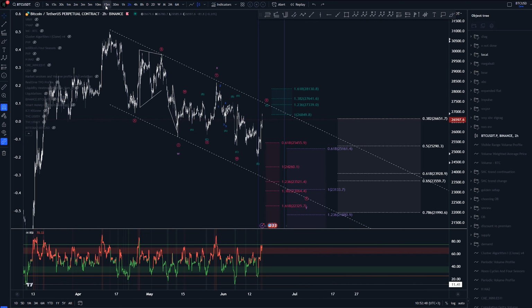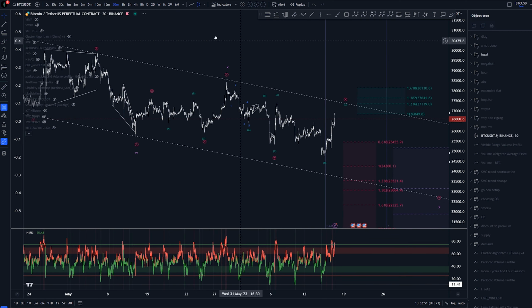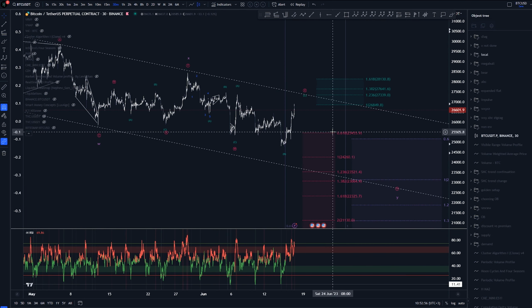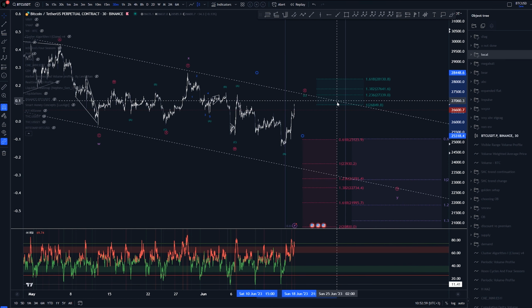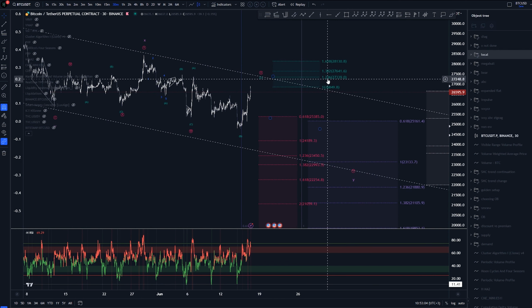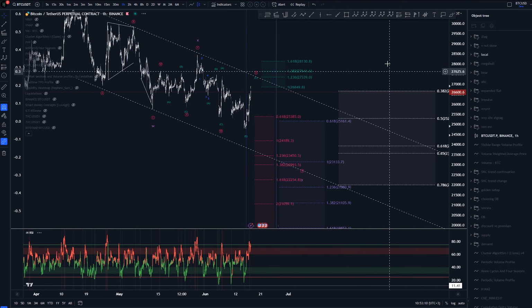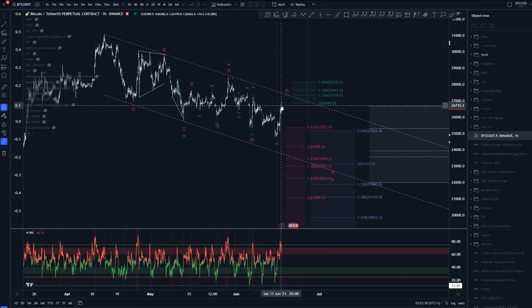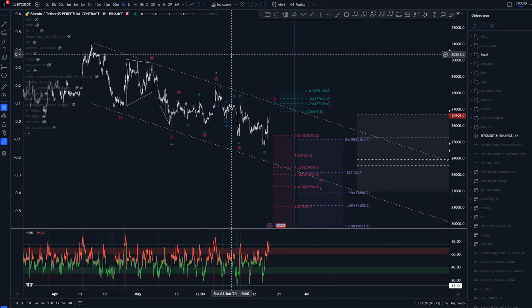But at this point, this structure WXY is my favorite, and I'm looking for one more low here to see what kind of structures we would be getting later on. These extension targets are going to vary depending on where we end up, but again I'm targeting this 27-ish, 27.3k-ish at this point. Until that happens, I'm still trying to remain on some of the longs that I have on altcoins to see if we can get a small pump here to maximize the profits there. But that's the update for now.